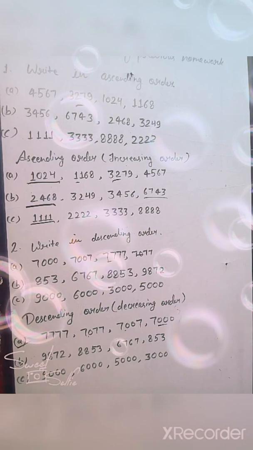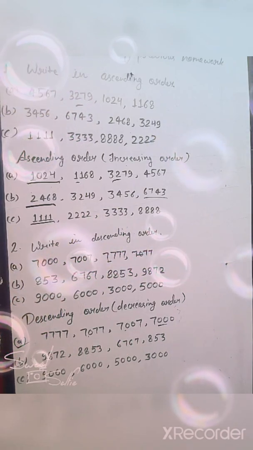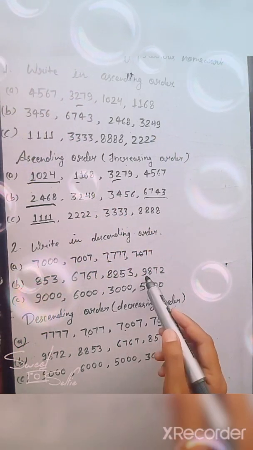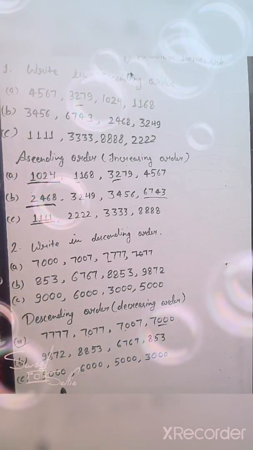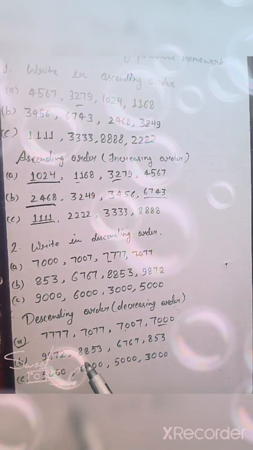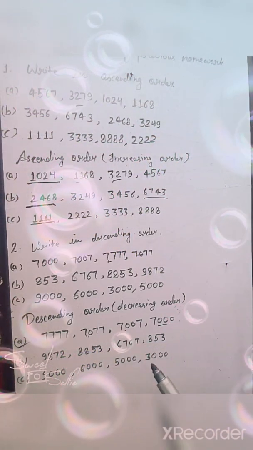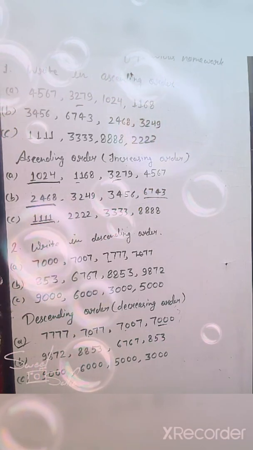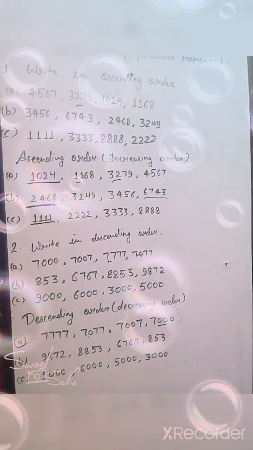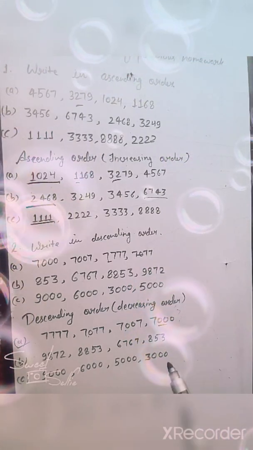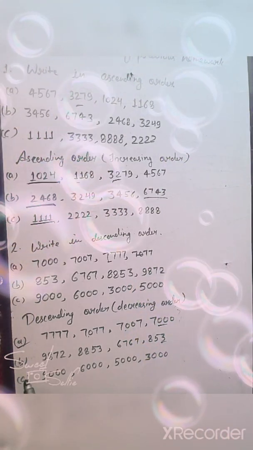Okay. Look at B. In B, 9872 is the greatest number. Next greatest is 8853. Next 6767, and 853 is the smallest number. So we will write it last. So this is descending order.